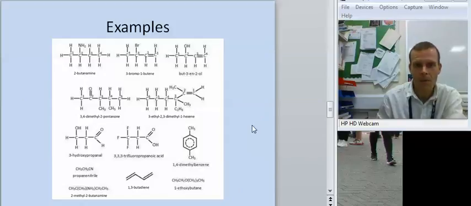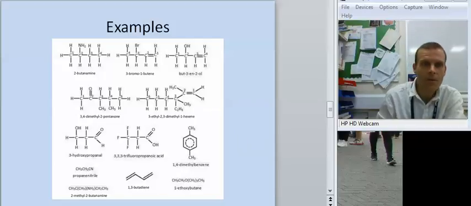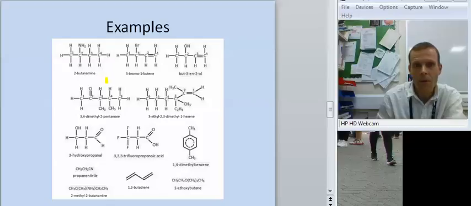There are some examples that you can work through and have a look at. Some are quite complicated, but you can see how we've been looking at the longest carbon chains that include our functional groups, and then we're looking at naming the pieces that go with it.